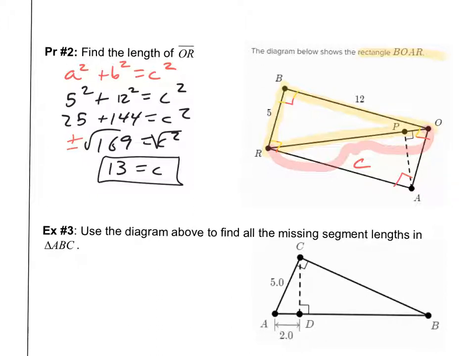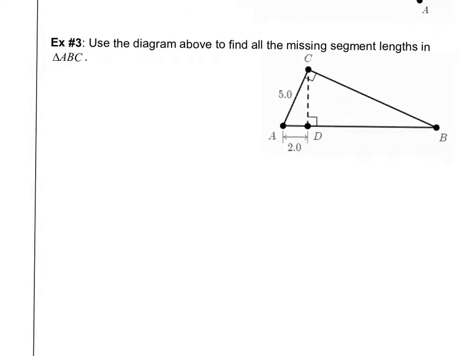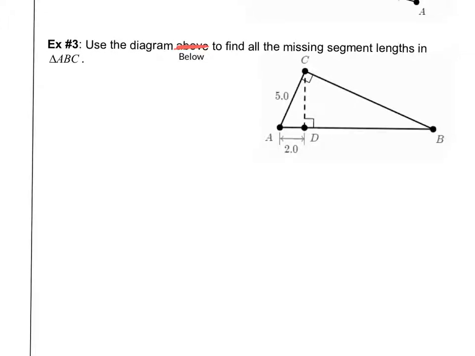Okay? All right. Let's go on to the very last example, and this one is by far the most fun. So it says use the diagram above to find the missing segment lengths in triangle ABC. That should have said below. So let's take a look at this diagram. Now, there's something going on here. First of all, we have a big right triangle, and inside that is another right triangle and another right triangle. So we have two right triangles, two smaller right triangles inside of one big right triangle.